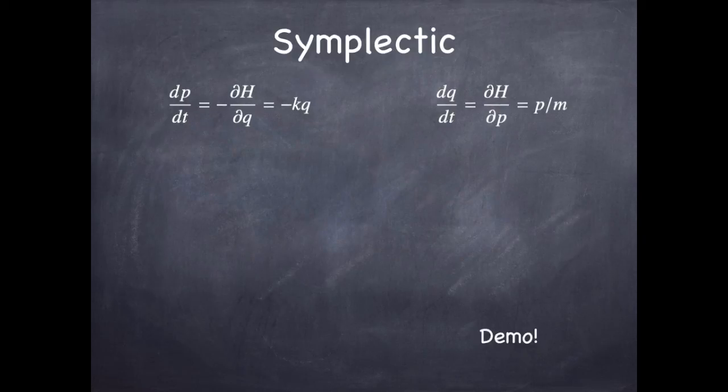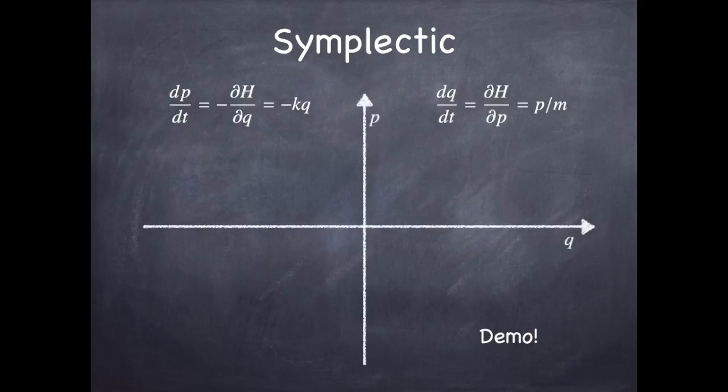In other words, what we're going to find is that systems like this conserve the area that an ensemble of particles surround in phase space. Let's see how that works. So let's take a moment to look at phase space. For a one-dimensional system, it looks like an xy coordinate system, except the y is really momentum and the x is really the generalized coordinate position.